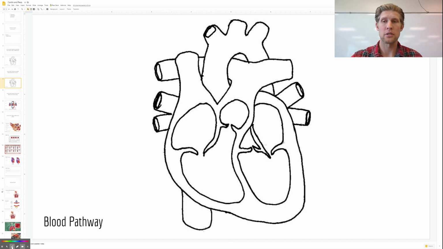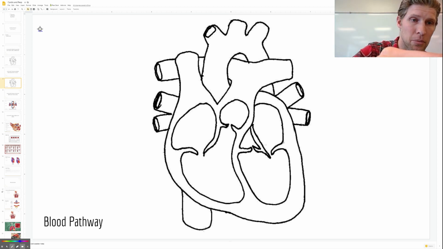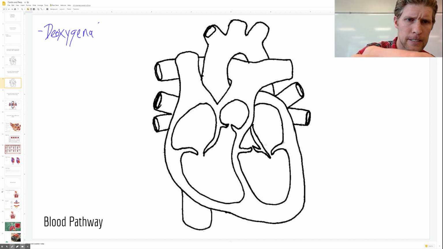Blood pathway is super important, and the different types of blood we talk about are important too, because you have deoxygenated blood, which I'm going to represent with blue. Deoxygenated. And you have oxygenated blood, which we'll represent with red.